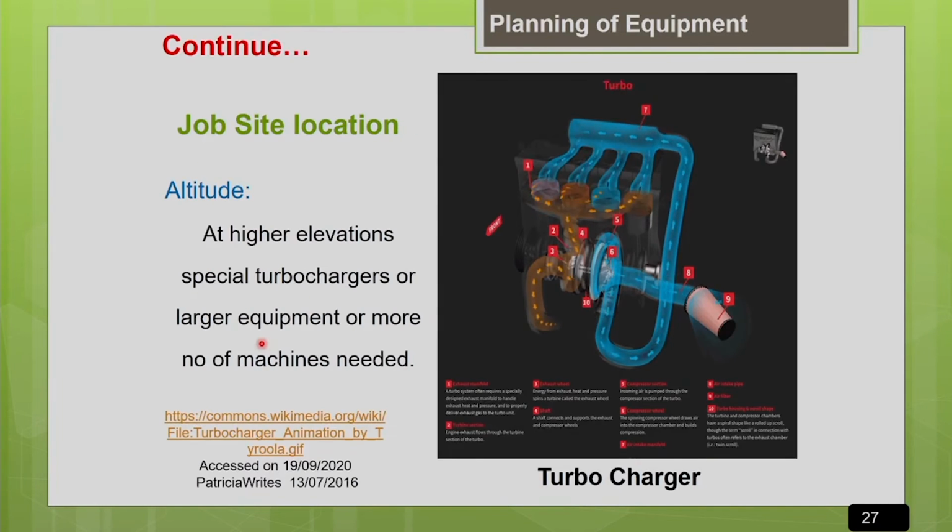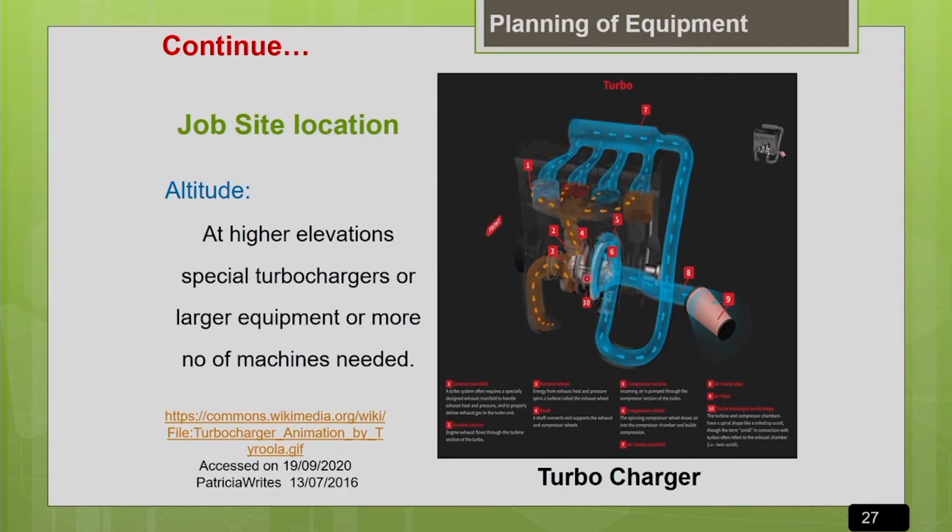Particularly for the higher altitudes, which are very much above the mean sea level, there are some specialized arrangements possible in the machines, like turbochargers. These turbochargers can be fitted to the equipment. This will help to maintain the fuel to air ratio even at higher altitude. You can see this mechanism of the turbocharger. The blue color indicates the air movement.